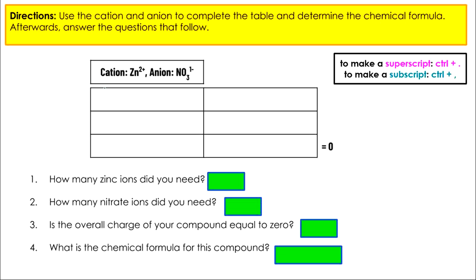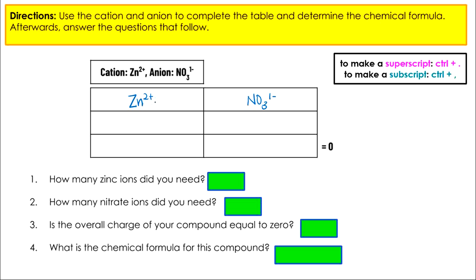Let's take a look at this problem. The cation that's given is zinc 2+, and the anion that's given is nitrate, NO3 minus 1. Let's complete this table so that we can get the total charges to equal 0. So we write the cation on the left side, zinc 2+, and the anion nitrate on the right side, NO3 minus 1. Well, how many zinc ions do I need and how many nitrate ions do I need?